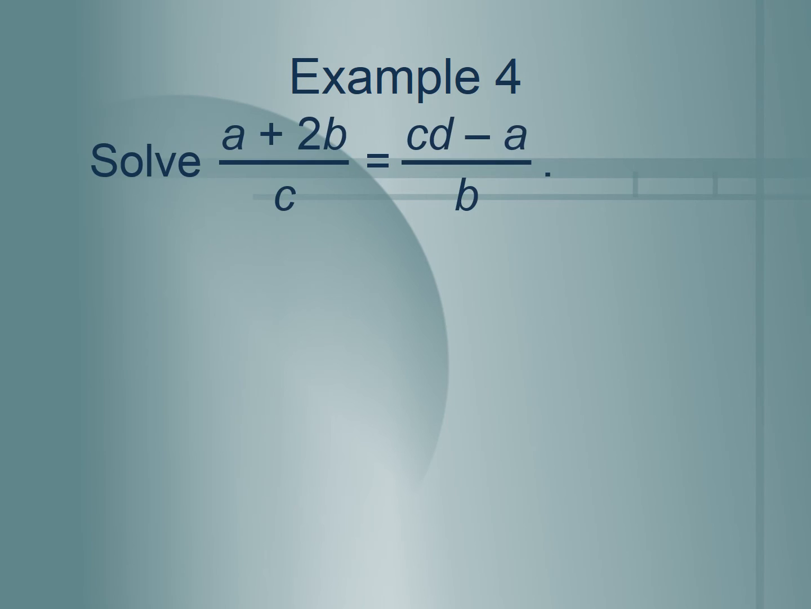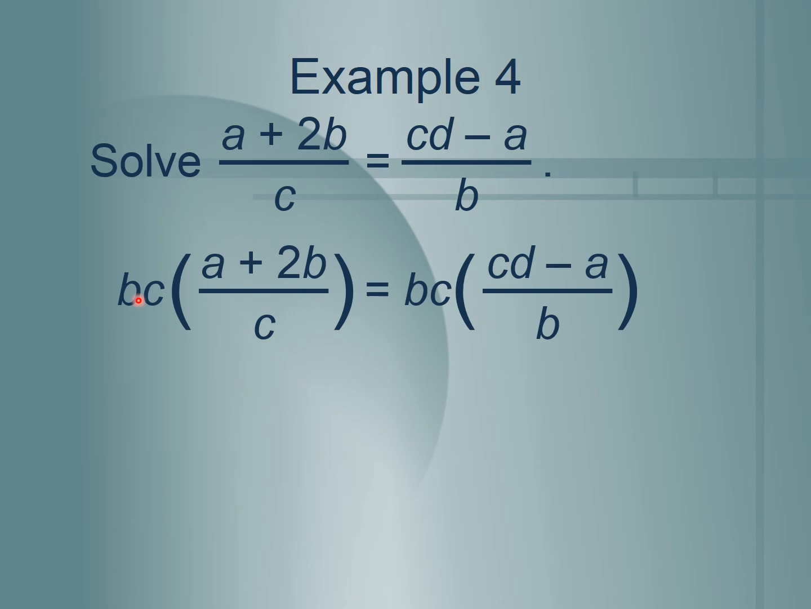Let's solve a plus 2b over c equals cd minus a over b. So step 1, we want to multiply by the least common denominator. Right now I have a denominator of c and b, which means the least common denominator is just going to be cb, or c times b, which means I have to multiply everything on my left-hand side by b and everything on my right-hand side by c.